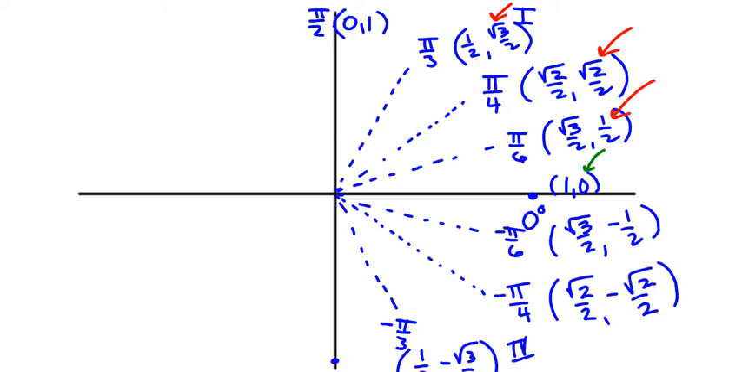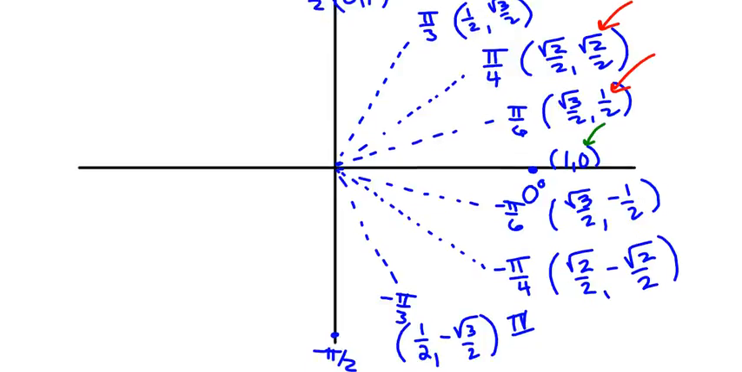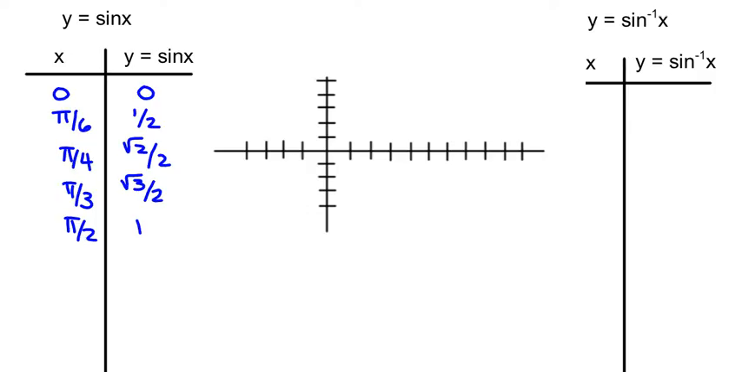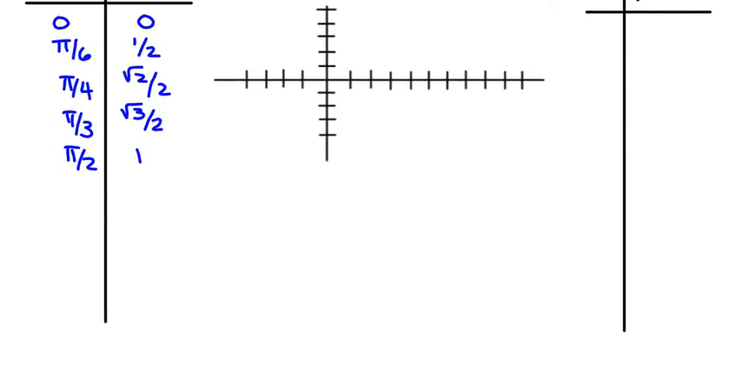Now, going back, we're going to do the same thing down here. The sine of negative pi over 6, the sine of negative pi over 4, negative square root of 2 over 2, negative square root of 3 over 2, negative 1/2. And then we're going to graph those. All right, so we'll continue on. So negative pi over 6, negative pi over 4, negative pi over 3, negative pi over 2.